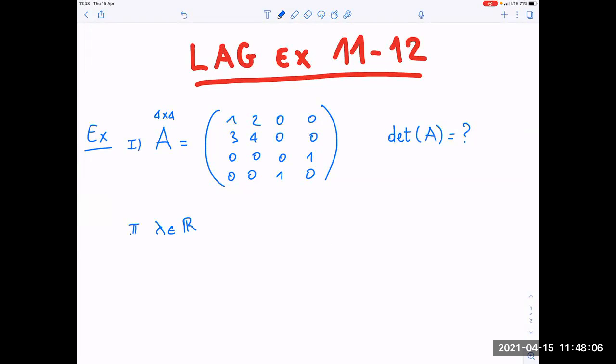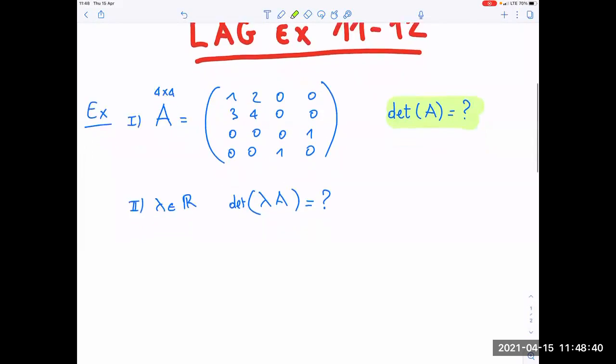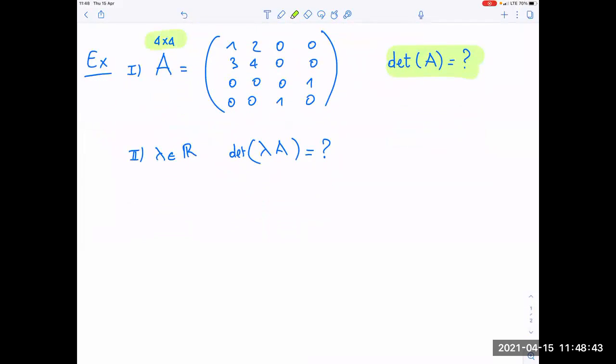And then the second task will be to try and see what is the determinant of lambda A. But first, of course, we should find the determinant of A. We have a suggestion, but it's not clear to me. Do you suggest it is 4 or -4? -4. Okay, so let's say we compute this determinant together.